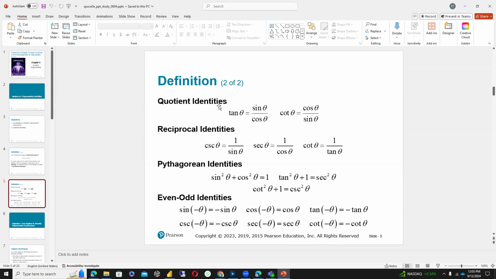So we have quotient identities, which says that tangent of any angle is always its sine value divided by cosine value. So every pre-calc student needs to know this quotient identity. And cotangent, which is the reciprocal of tangent, is cosine over sine. These two are called quotient identities. Then we need to know the reciprocal identities. Cosecant of theta is reciprocal of sine. Secant of theta is reciprocal of cosine. And cotangent is reciprocal of tangent. So these three are called reciprocal identities.